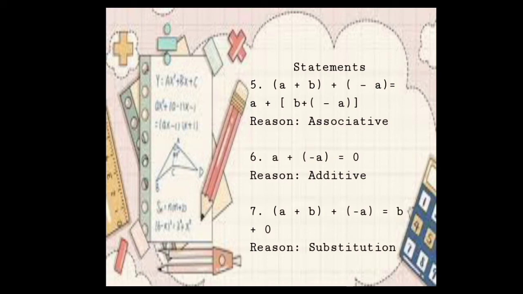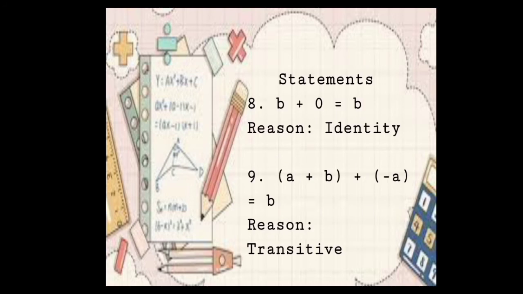So this is a substitution, like what kanina yung binigay kong examples from the other properties. The best example is if A equals 2 and A plus B equals 6, then 2 plus B equals 6. Next, B plus 0 is equal to B, so that is the identity property. A plus B plus negative A is equal to B.